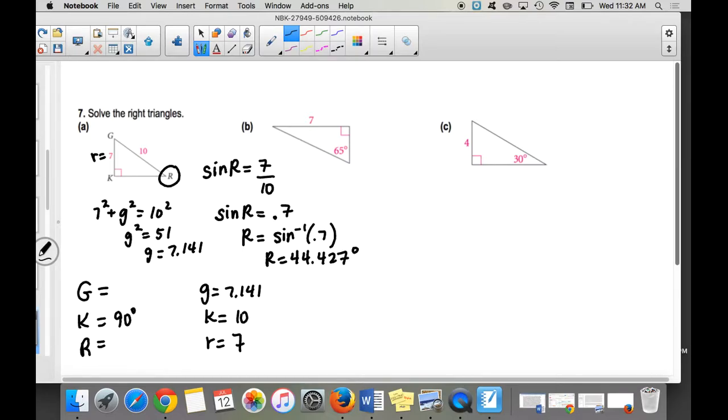So now that I have R, do I have to go back and do another sine, cosine, tangent to get G? No, I just do 90 minus that answer, right? Because I already have 90 degrees, so the other two angles have to add up to be the other 90 degrees. So we get 45.573. That way they add up to be 180. Does that make sense? So that's how you would solve a right triangle. So you would use Sohcahtoa to find anything that's missing and so on.